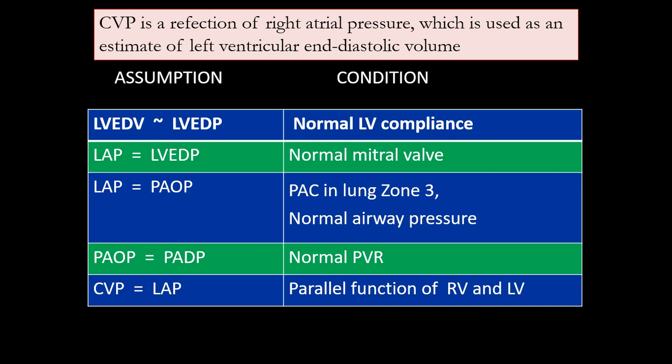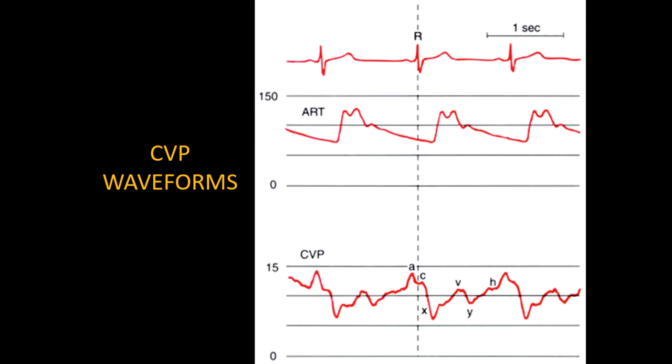We will discuss that in successive slides. And there is a normal airway pressure. Pulmonary artery occlusion pressure is equivalent to pulmonary artery diastolic pressure in a patient where the pulmonary vascular resistance is normal, and CVP is equivalent to left atrial pressure where both the RV and LV are working as a parallel function, not in interdependence, which happens in sepsis or any cardiac dysfunction. So just look at these conditions. They are mainly in a normal patient. When the patient is having some pathology, this correlation goes down. That is why we have stopped using CVP as a tool to assess fluid responsiveness.